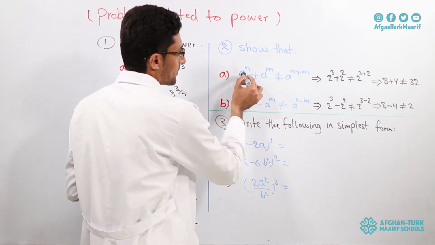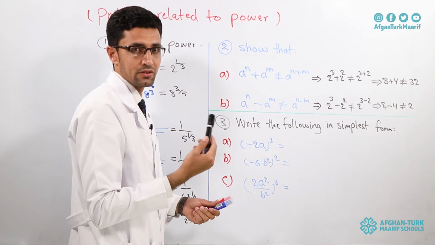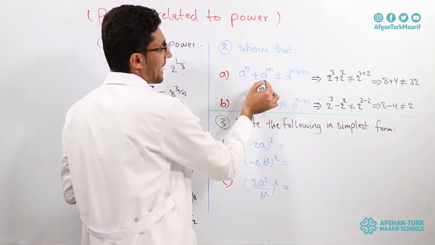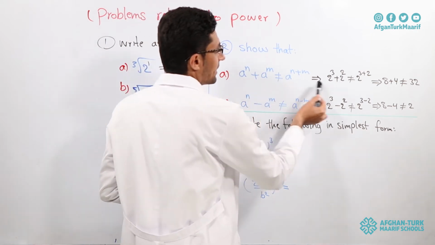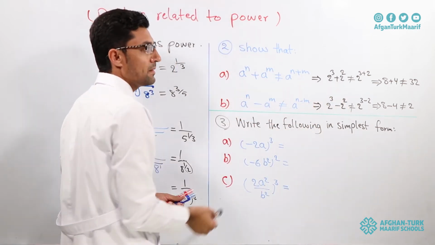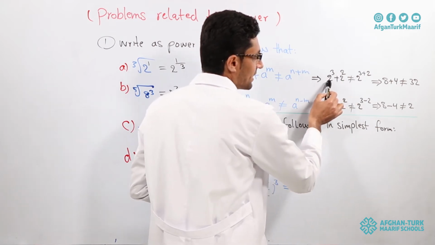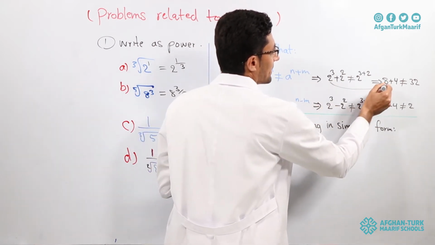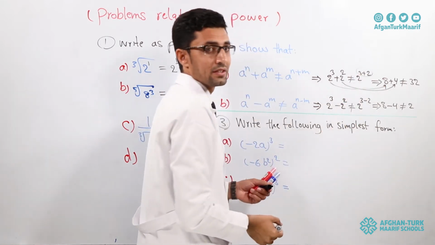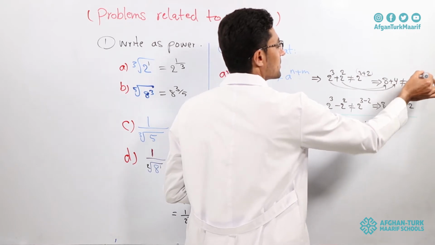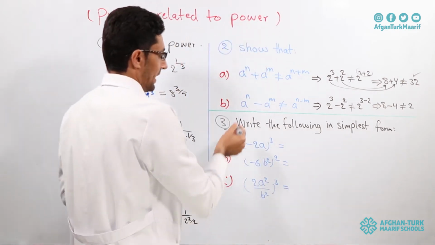Okay? And now another problem. Show that these two properties are true. A to the power of n plus a to the power of m is not equal to a to the power of n plus m. By one example, I will show you. Instead of a, I write 2. Instead of n and m, I write 3 and 2. You can write any numbers. 2 to the power of 3 is equal to what? 8. And 2 to the power of 2 is equal to 4. How about 3 plus 2? 5. 2 to the power of 5 is 32. Is 8 plus 4 equal to 32? No.